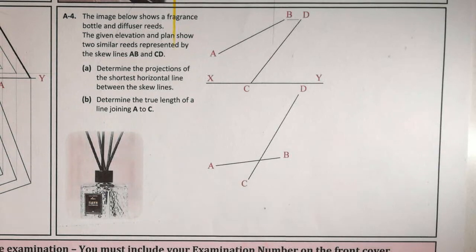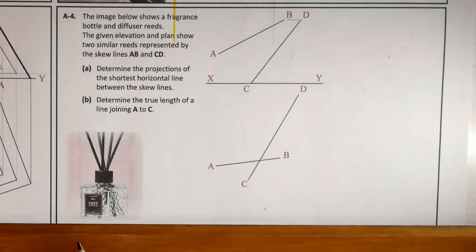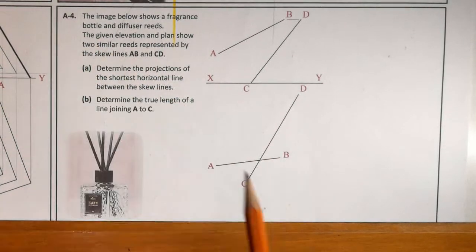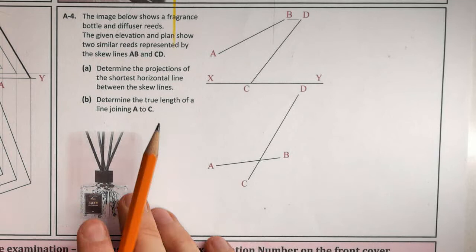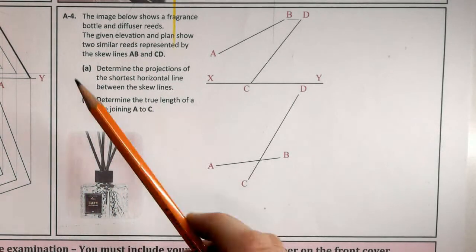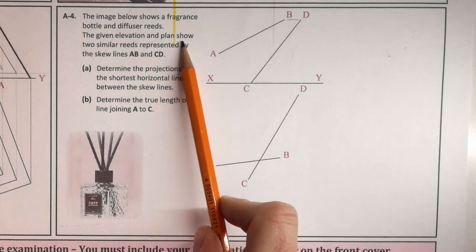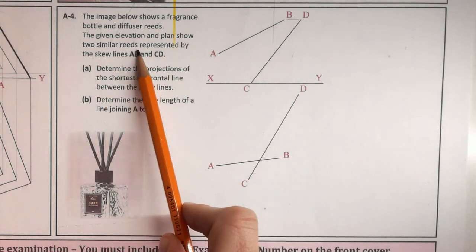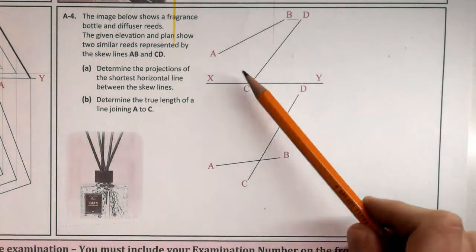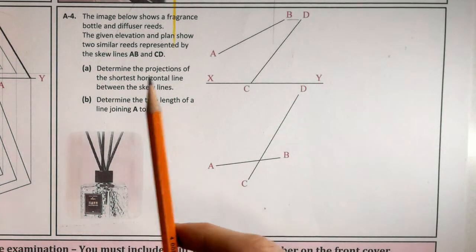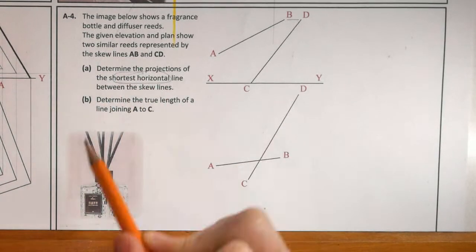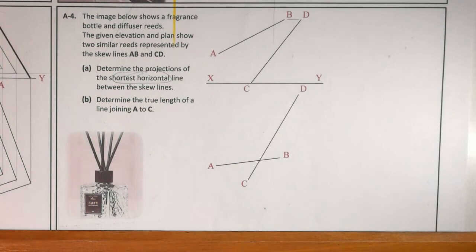Welcome to 2020, question A4. This is a Skew Lines question. The image below shows a fragrance bottle and diffuser. So we've got our diffuser here and all our skew lines coming up out of the bottle. The given elevation and plan show two similar reeds represented by the skew lines AB and CD. So AB and CD are our skew lines. Determine the projections of the shortest horizontal line between the skew lines.